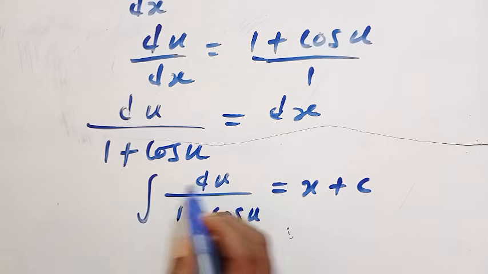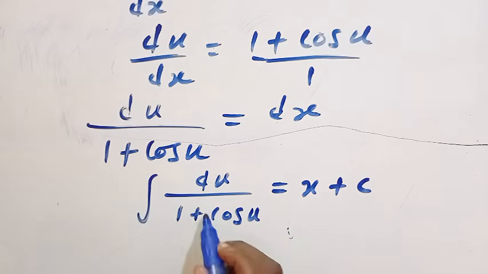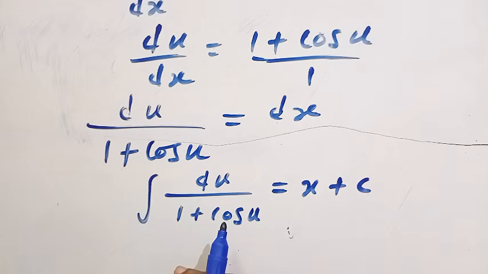But how can we integrate du divided by 1 plus cos u? We can apply different ways here, but the simplest thing I'm going to apply is introducing a trigonometry identity. How do you apply your own at this stage? How do you manipulate this to get an answer to this integral? Let's hear the answer in the comment box.